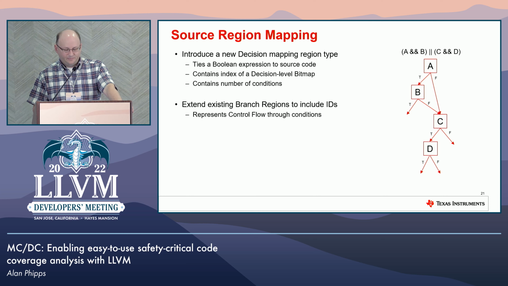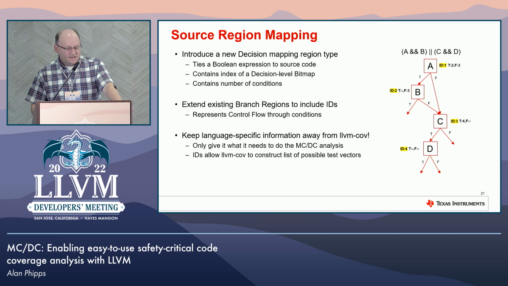Now, why did I do this? Well, first of all, we give each condition an ID, like 1, 2, 3, or 4, and then based on its evaluation, we can give it another ID. Where does it go next in the control flow? How does it evaluate? It evaluates to false, it evaluates to true. What condition does it look at next? And the reason why I did this was because I wanted to keep language-specific information away from LLVM Cov, the visualization utility, but I also wanted to give it a way to reconstruct the list of possible test vectors. So this allows it to do that.